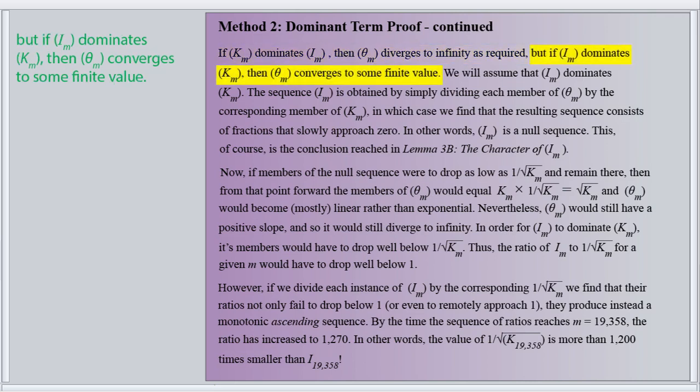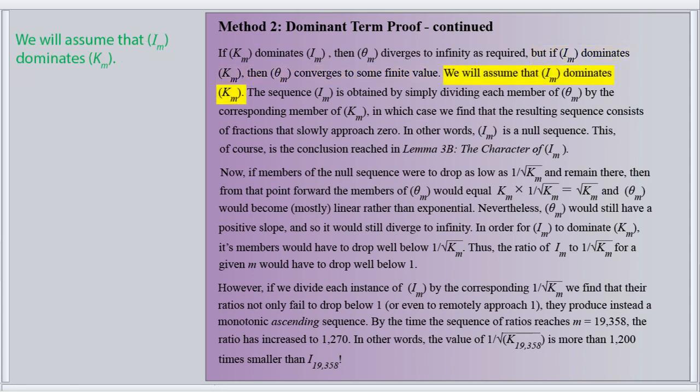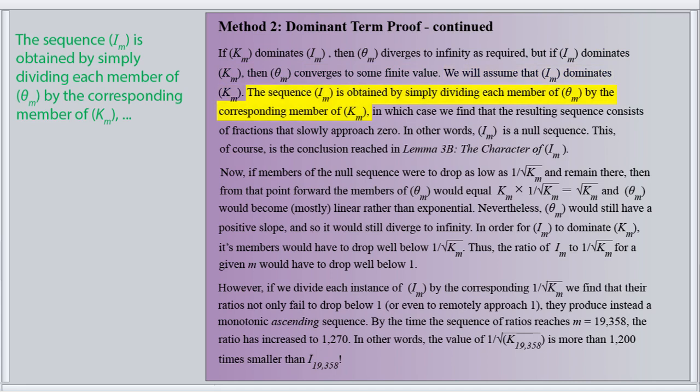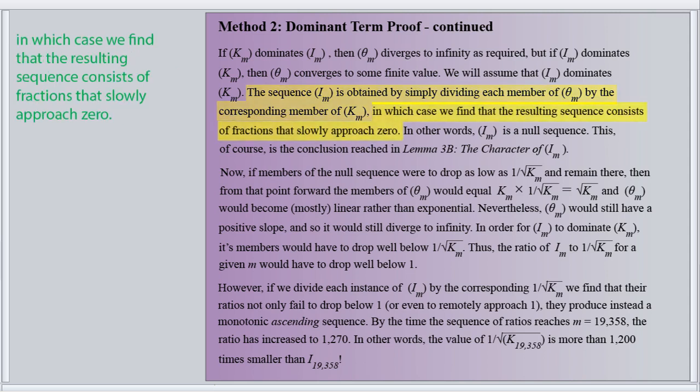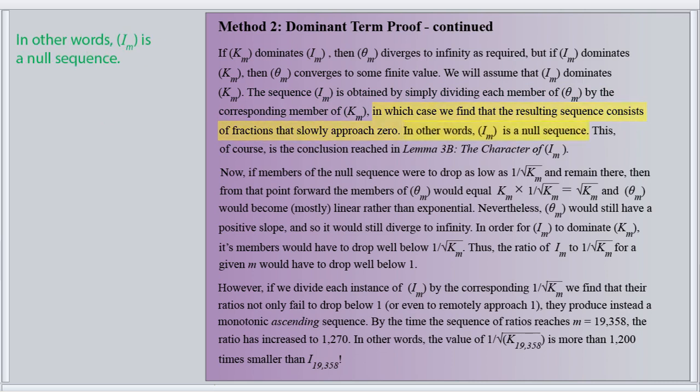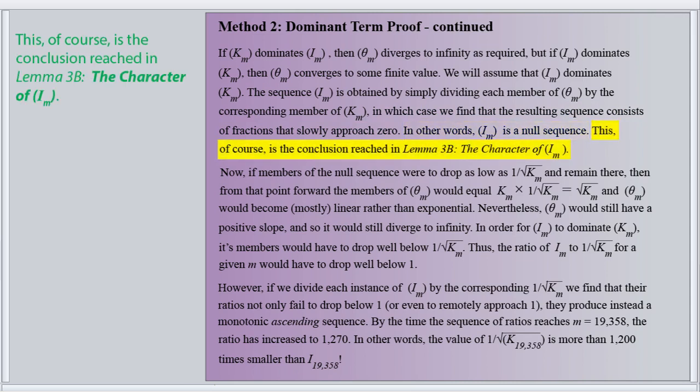But if I dominates k, then theta converges to some finite value. We will assume that I dominates k. The sequence I is obtained by simply dividing each member of theta by the corresponding member of k, in which case we find that the resulting sequence consists of fractions that slowly approach zero. In other words, I is a null sequence.